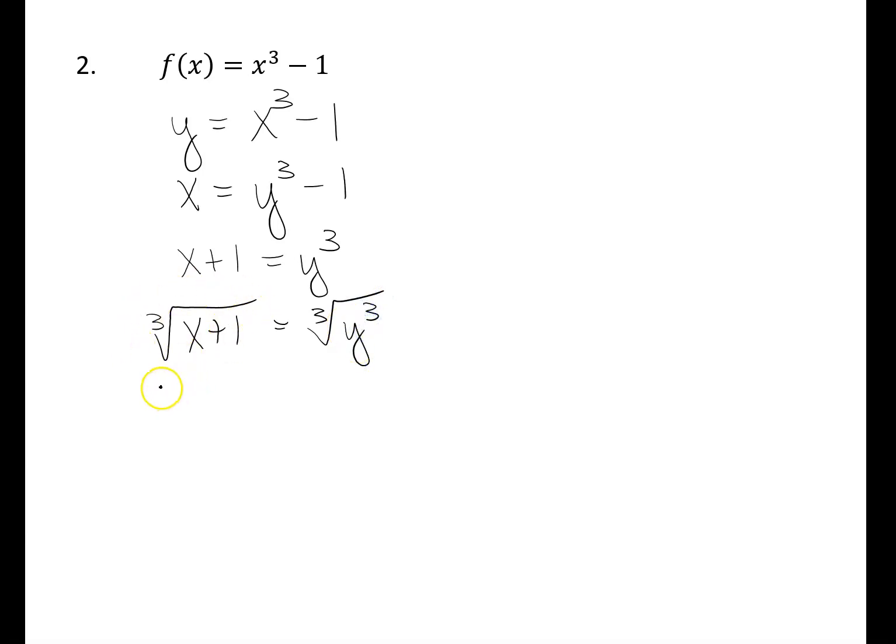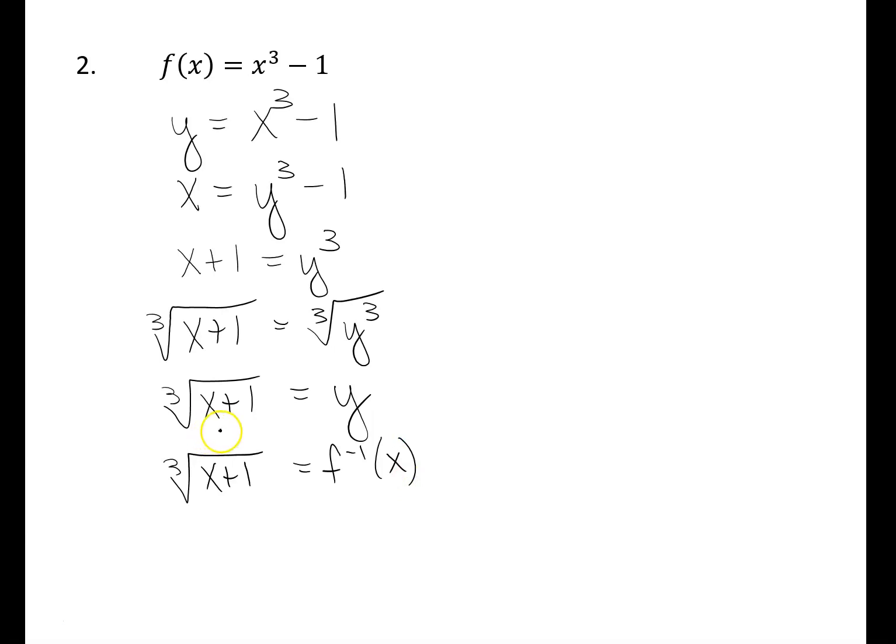Now this, on the left side, does not simplify. But on the right side, a cube root of y cubed is just y. And that's what we wanted. Now we have the y by itself. The last step again was replace y with f inverse of x. So this is our inverse function.